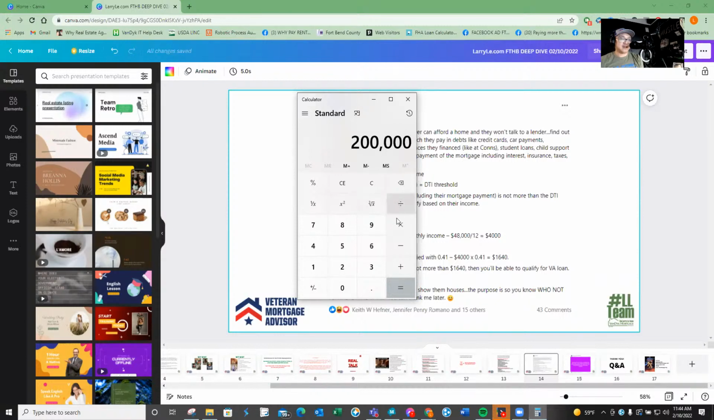200,000 times 0.8, which is 80% with 20% down. That's a $160,000 loan amount. You multiply that times 0.007, and that's 1,120. See, that's more in line, right? So it just helps you. You're not trying to do exact math.